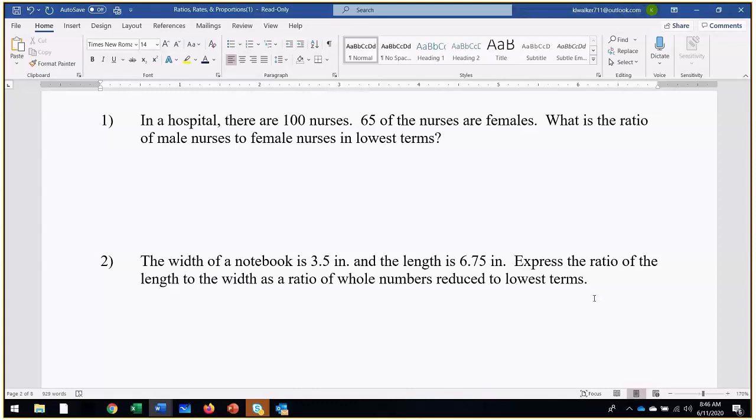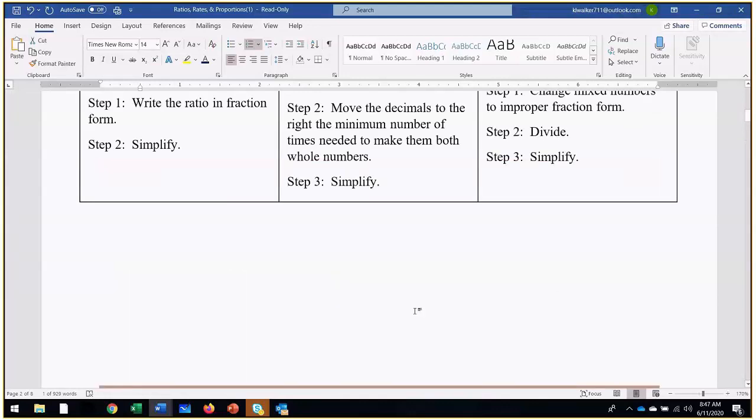Okay, so let's talk about what they mean by whole numbers and then reduced to lowest terms. So whole numbers means these decimals have to go away. These are not whole numbers, they're decimals. So we need to change them to whole numbers and then reduce it to lowest terms the way we did the first problem. So here are the steps.